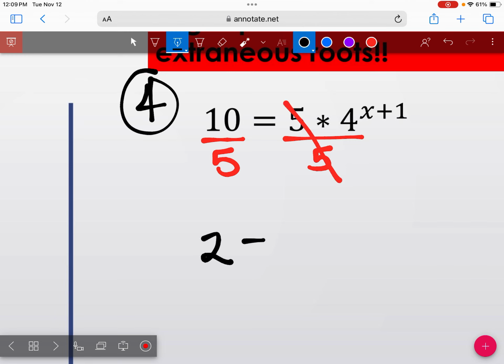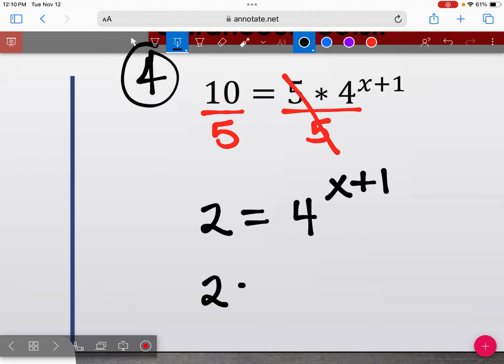So that would be 2 equals 4 to the power of x plus 1. So now we're at this point where we could do a rewrite. So we don't need to use a log. And if you can do a rewrite, that's what I would do, because if you use a log, it's going to take you a lot longer. So I can rewrite 4 with a base 2. So 2 to the what power is 4? So we're going to write this as 2 equals 2 squared times x plus 1.